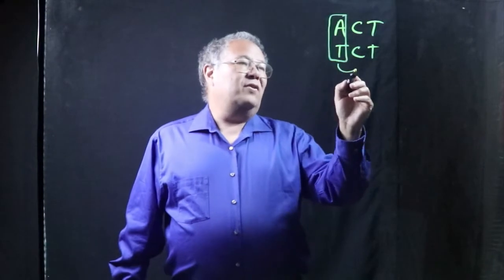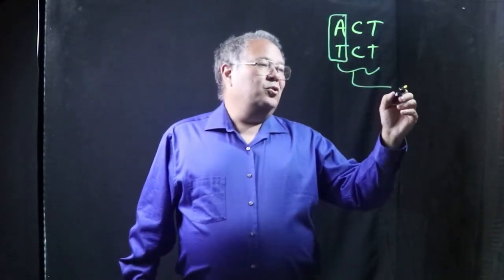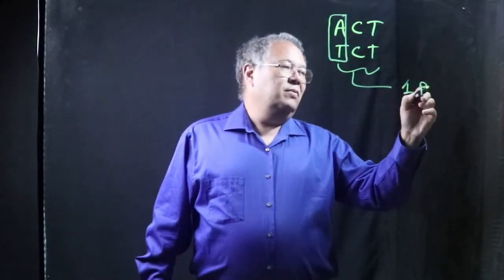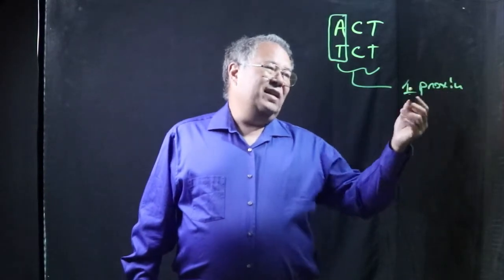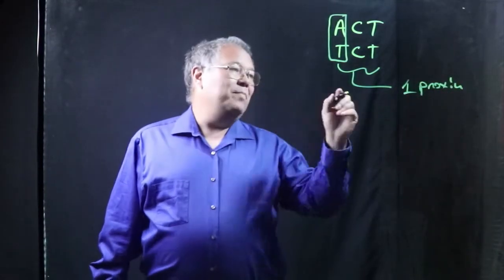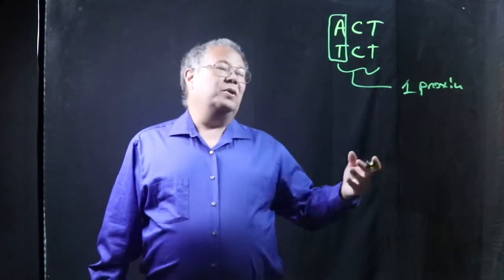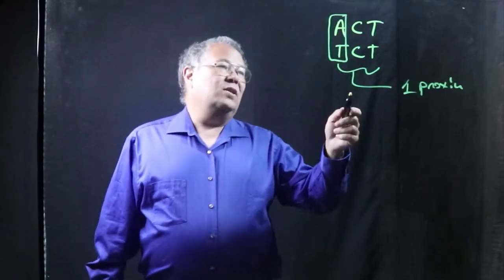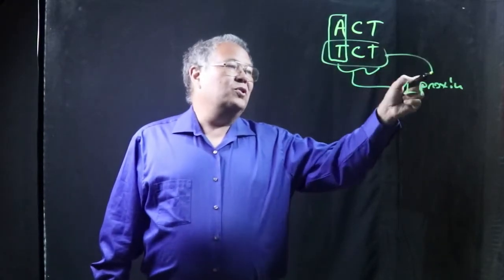Now each set of these things, 3 long, produces one protein. Actually not an entire protein. It produces one amino acid that goes into building a protein. So a big long sequence of these 3 longs produces a protein.